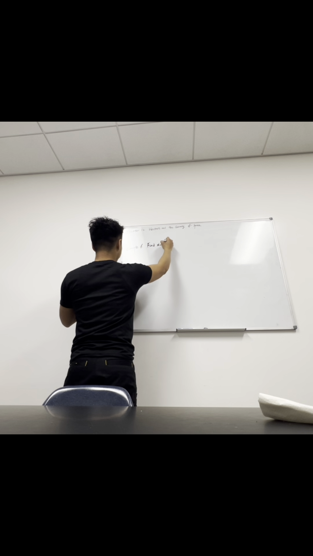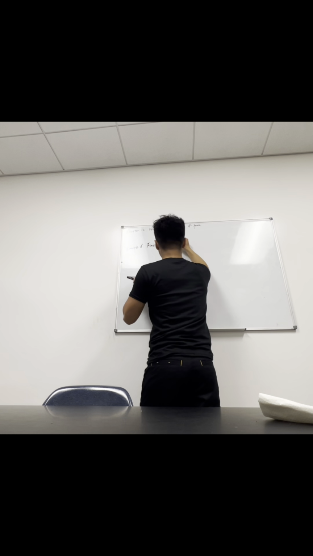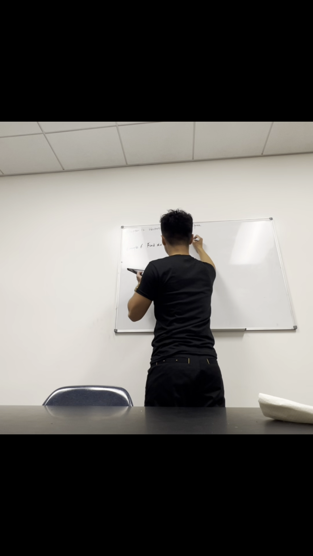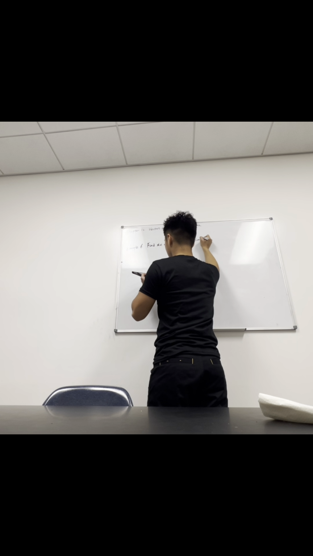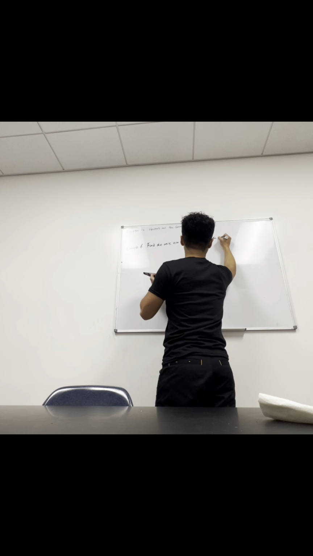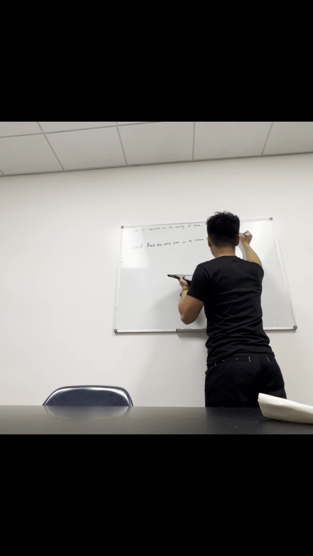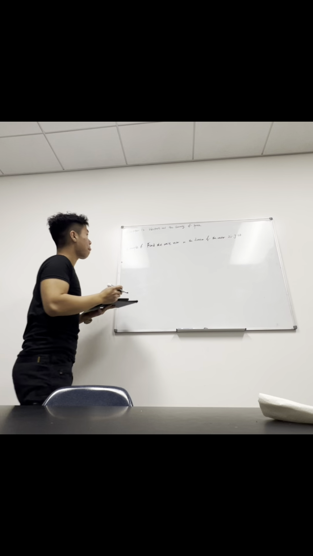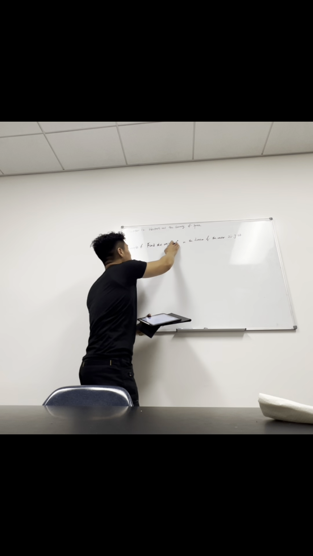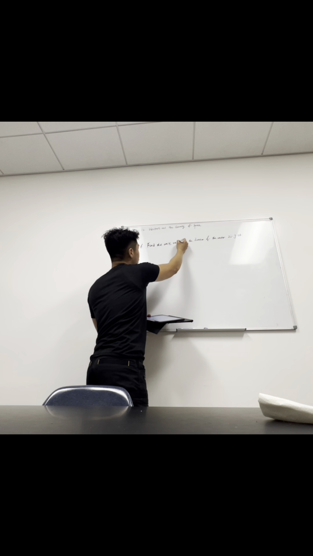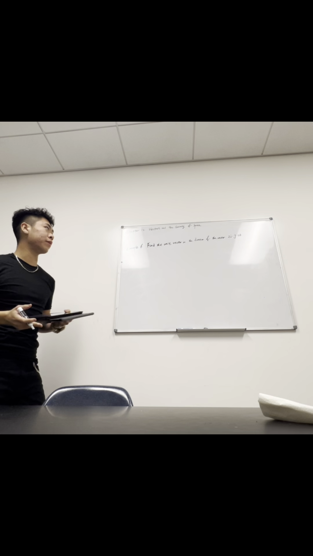Find the unit vector in the direction of the vector 2i minus j minus 2k. Okay, so in this question you're gonna use a unit vector. You know, the thing I just showed you guys.